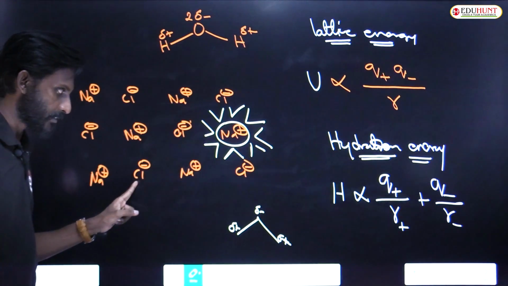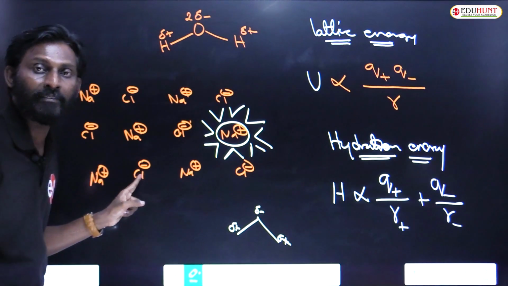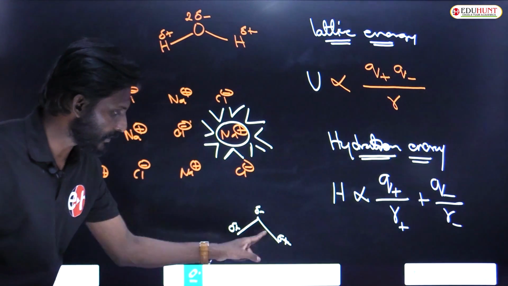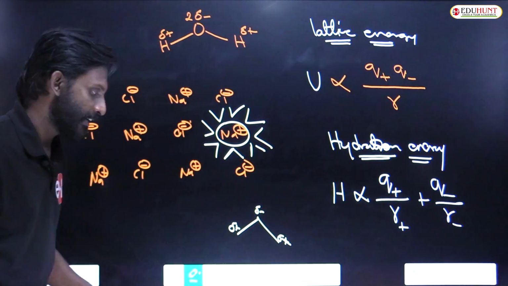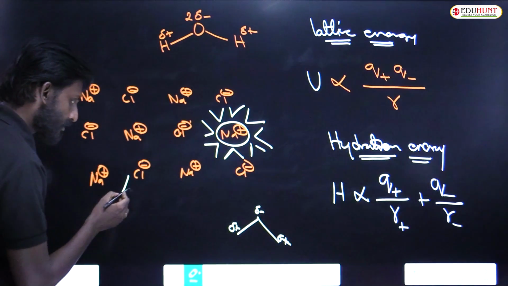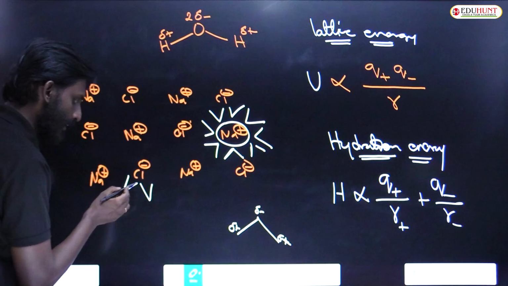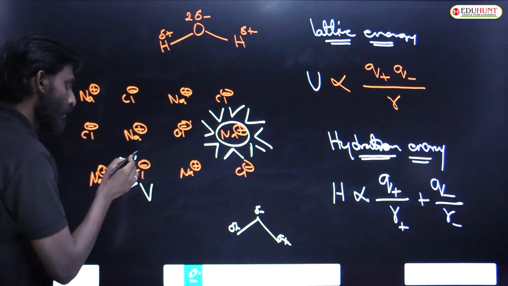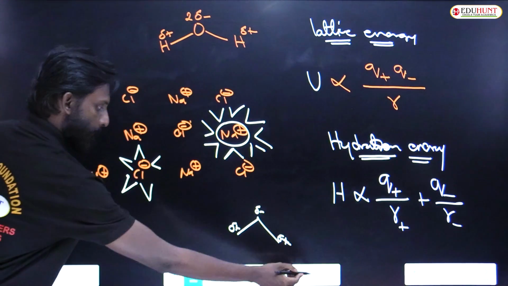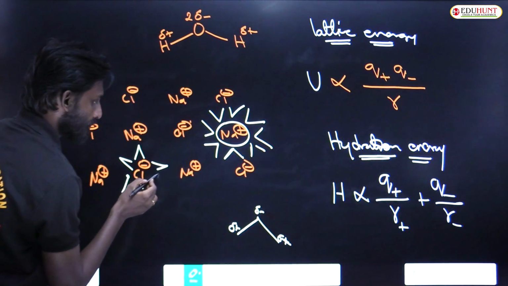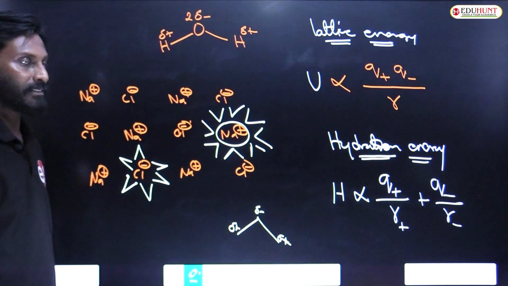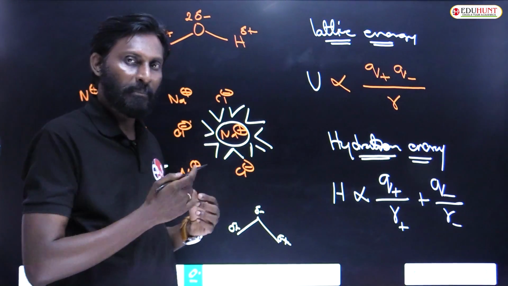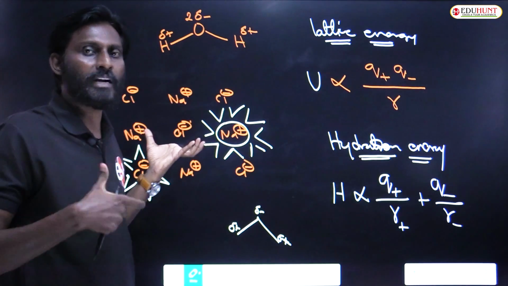Similarly, let us take this Cl minus. Cl minus has one unit negative charge. That one unit negative charge is attracted by these partial positive charges, right? Like that, so many water molecules are surrounding this Cl minus, because at these ends there is partial positive charge. So here what is happening actually, this is the sodium chloride crystal.